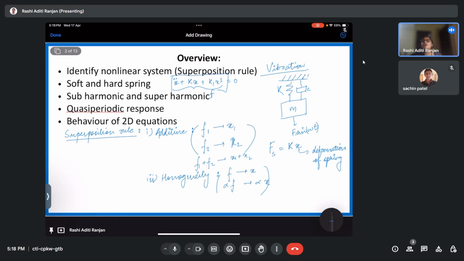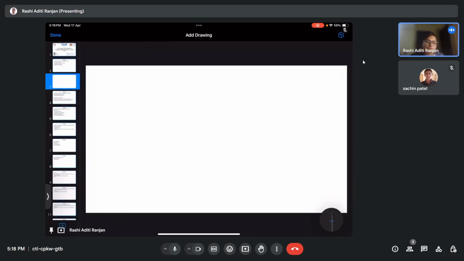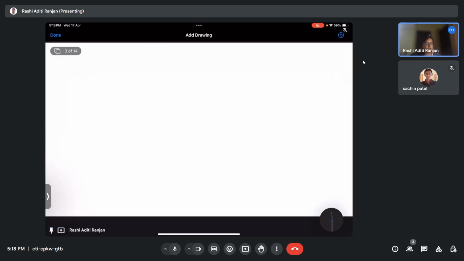Now coming on to soft and hard springs. If you people remember, we learned that springs are essentially not linear. However, if we operate them in a certain zone, they are going to behave in a linear fashion. However, springs are non-linear, and the non-linear springs are essentially of two types: soft and hard, depending upon how the force varies along with the deformation.